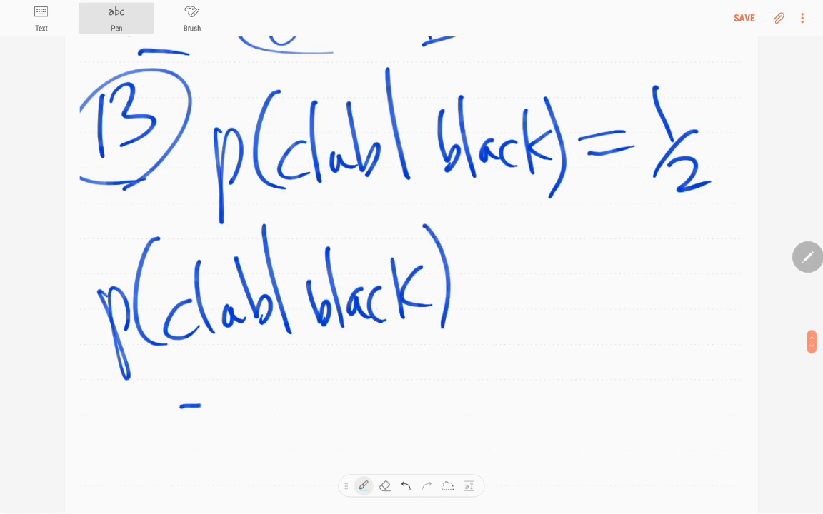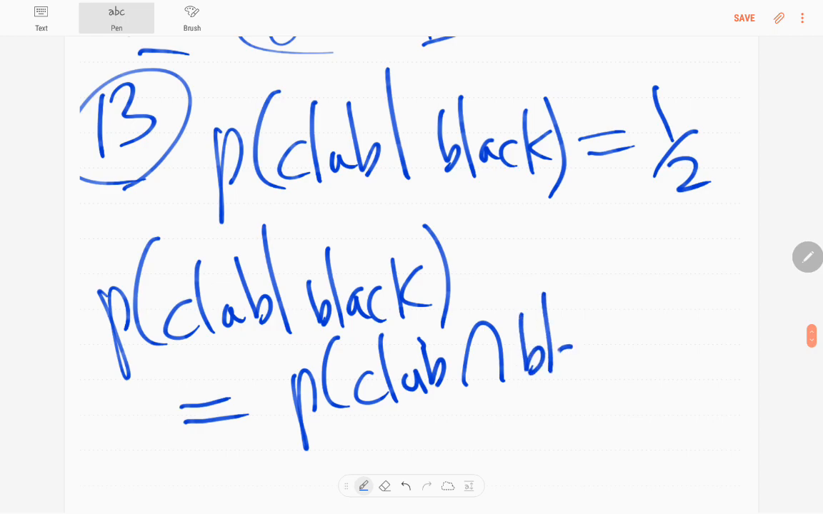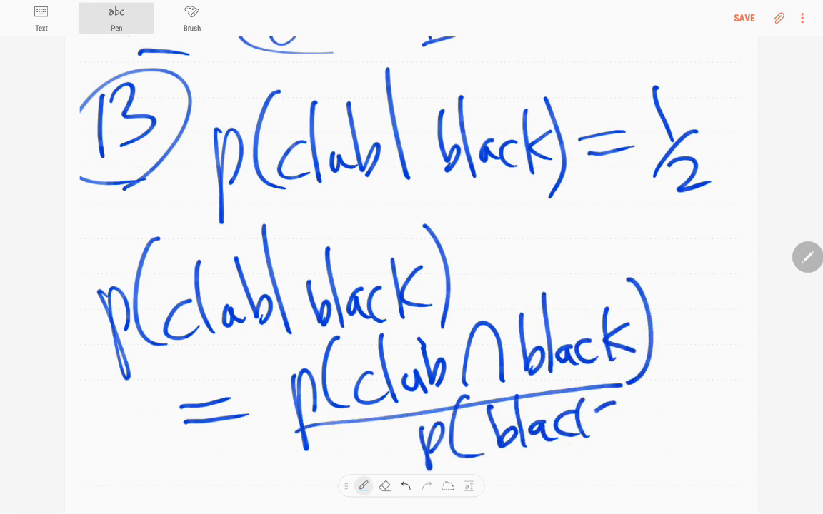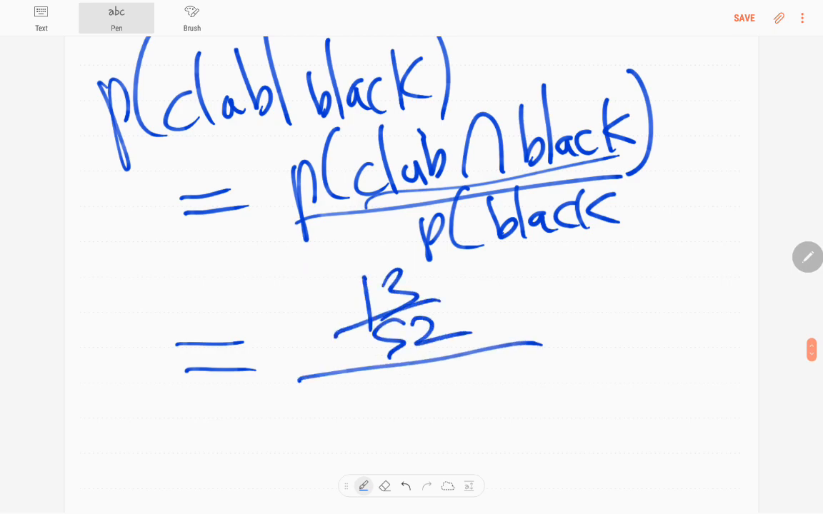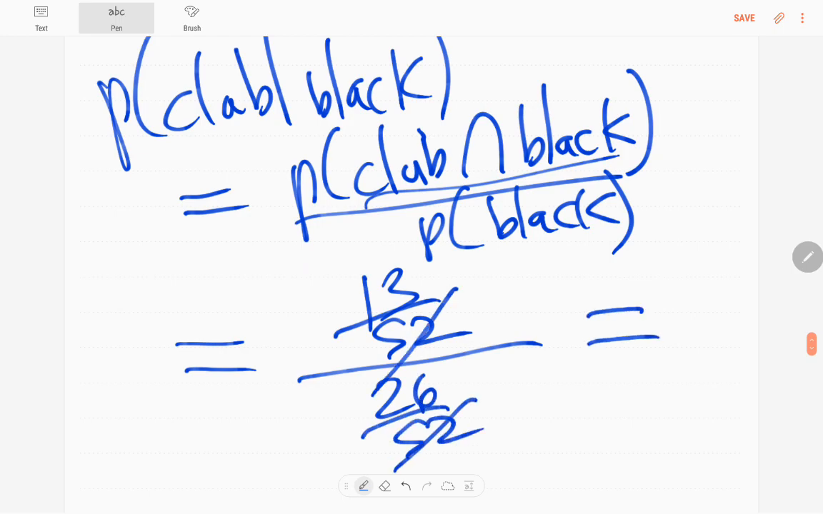But you could also use the formula too. It's the probability that it's a club and black divided by the probability that it's black. And I'll show you get the same thing either way. Well, what's the probability that it's a club and black at the same time? 13 out of 52, because there are 13 clubs in the deck. And 26 out of 52 of them are black, so the 52s cancel, and 13 over 26 is 1/2. So whichever way you want to do it.